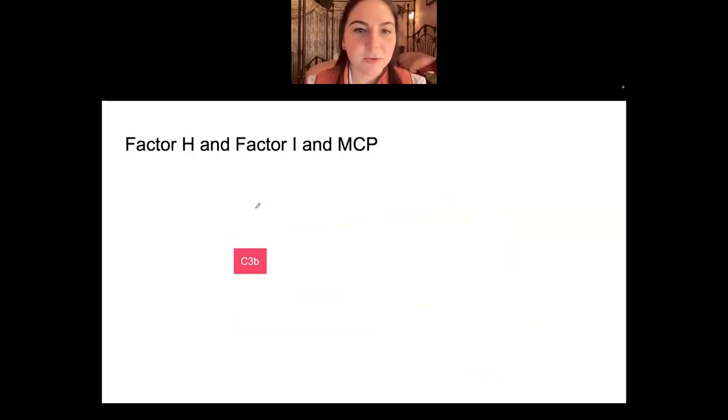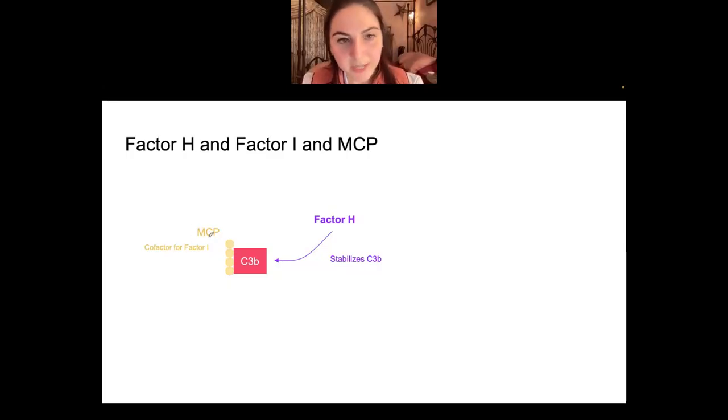But factor H, here's this picture in better words. Factor H wasn't on the previous slide, but factor H is going to stabilize C3b. Remember, C3 spontaneously ticks over, so we have low levels of C3b always being produced. But again, we don't want it to accidentally activate the complement system if we don't need it to be. So factor H comes in and stabilizes it. Then MCP is going to bind to it, that yellow thing that I tried to copy from here.